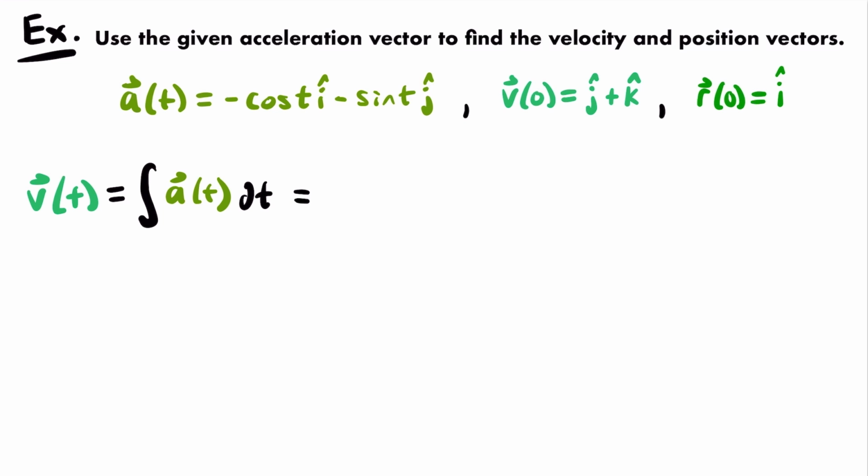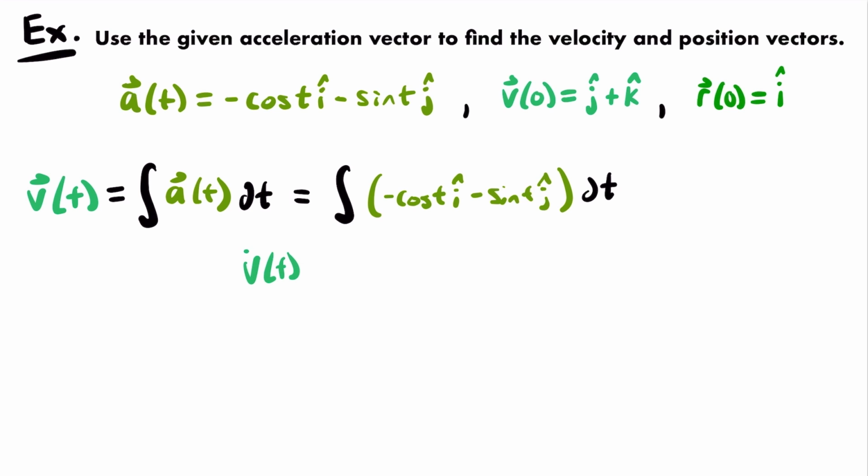All right, so let's set up that integral. We will be integrating this vector function. We have components of negative cosine t i and minus sine t j. All right, and so remember, to integrate a vector function, you just integrate each component individually. So what we'll find here is that the velocity vector is equal to the integral of negative cosine t. Remember that the integral of cosine is sine, so we will have negative sine t times i. And then for the y component, we need to integrate negative sine t, and the integral of negative sine t is positive cosine t. So we get plus cosine t times j.